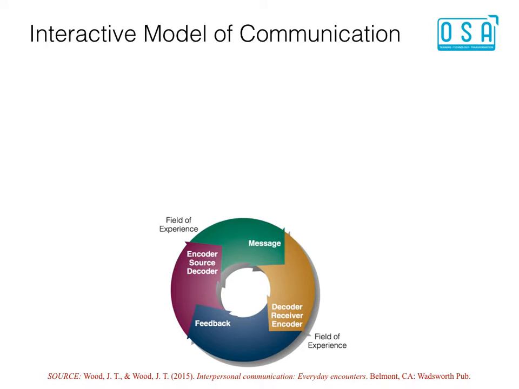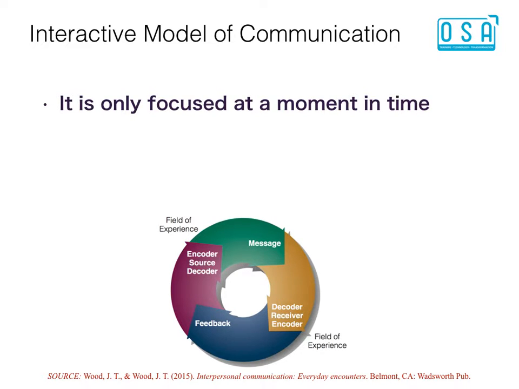The interactive model also fails to capture the dynamic nature of interpersonal communication and the ways it changes over time. Second, though cyclical, it is still sequential and it follows a specific step by step. And third, it doesn't consider the presence of noise or interference.